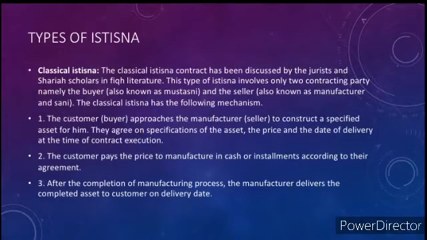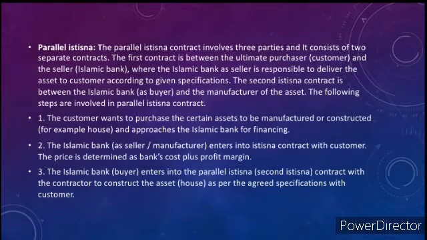The classical istisna has the following mechanism. First, the customer or the buyer approaches the manufacturer to construct a specific asset for him. They agree on the specification of the asset, the price, and the date of delivery at the time of contract execution. The customer pays the price to the manufacturer in cash or installments according to their agreement. After the completion of the manufacturing process, the manufacturer delivers the completed asset to the customer on the delivery date. This is the first type of istisna, classical istisna or normal istisna.